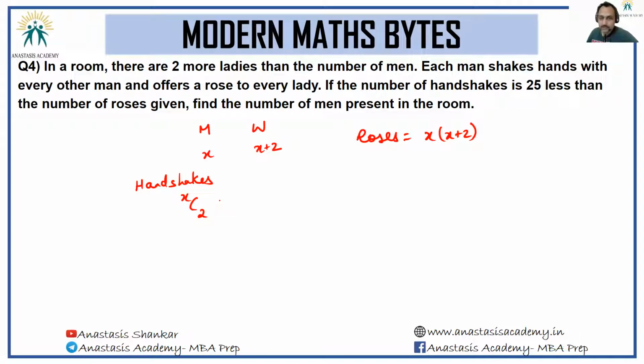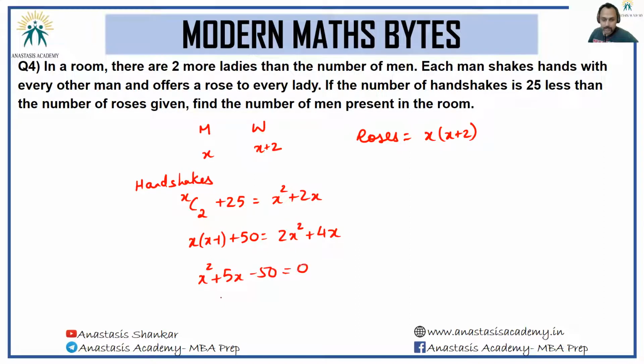We are told this is 25 less, so I'm adding 25 to it to get to x square plus 2x. xC2 is x into x minus 1 by 2. So I'm adjusting that straight away. 2x square plus 4x. So I get x square plus 5x minus 50 is equal to 0. Or x plus 10 into x minus 5 is equal to 0.